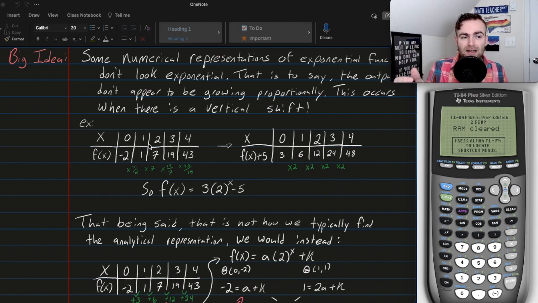But if you did consecutive differences, you would also figure out that it's not linear, it's not quadratic, it's not cubic, it's not quartic. You're going to go on forever and you're not really going to get your pattern. So it is exponential, but how?